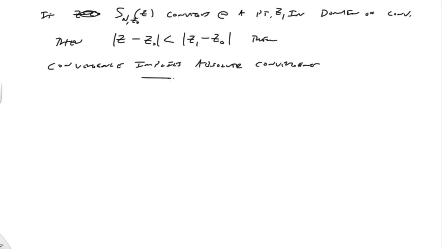So what this really means is the implication goes both ways. Absolute convergence is convergence for power series, provided we're in the interior of our domain and not on the edge. Okay, so that's one way to state this.